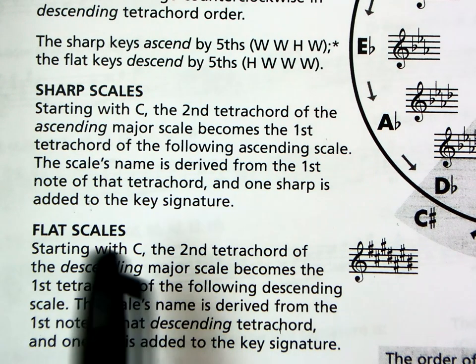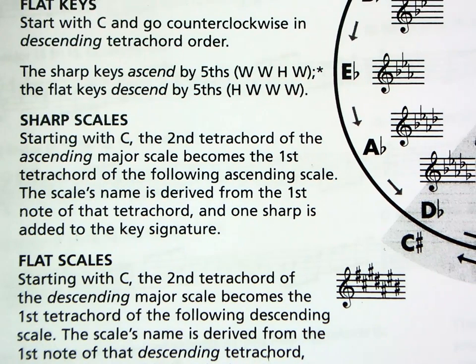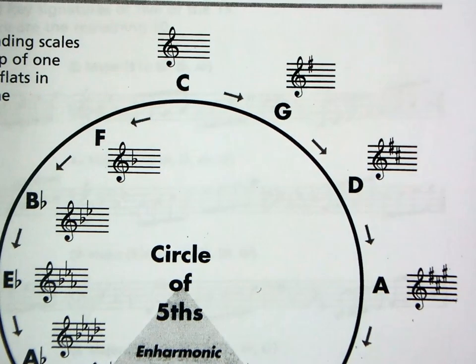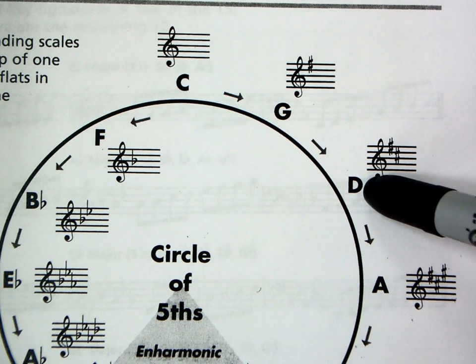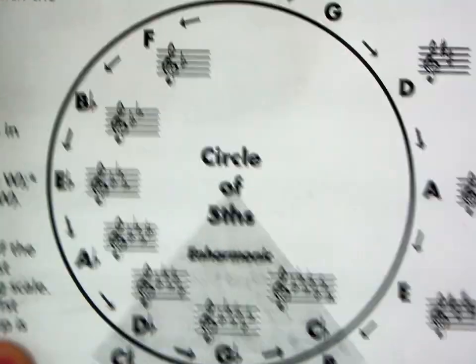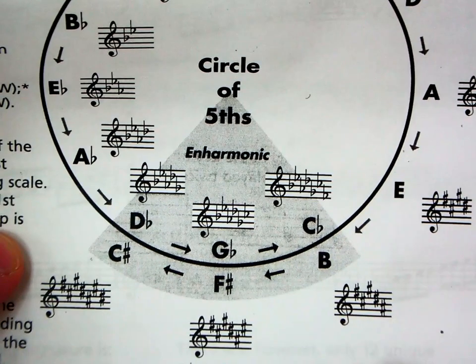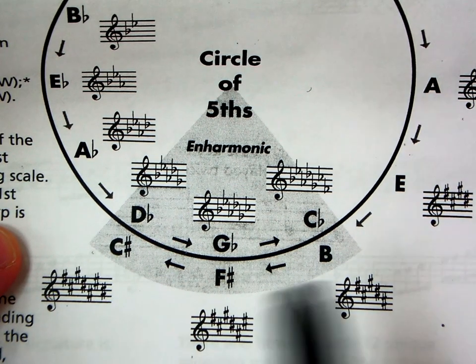Now, sharp scales. Starting with C, the second tetrachord of the ascending major scale becomes the first tetrachord of the following ascending scale. The scale's name is derived from the first note of that tetrachord, and 1 sharp is added to the key signature. That was a lot to say that as we go around the circle of fifths, we add a sharp each time. C to G gets 1 sharp, G to D, right, we're counting by 5 to get there, right? D gets 2 sharps, next key gets 3, next key gets 4, then 5, F sharp down here has 6, and C sharp has 7. Alright, we just add a sharp every time.